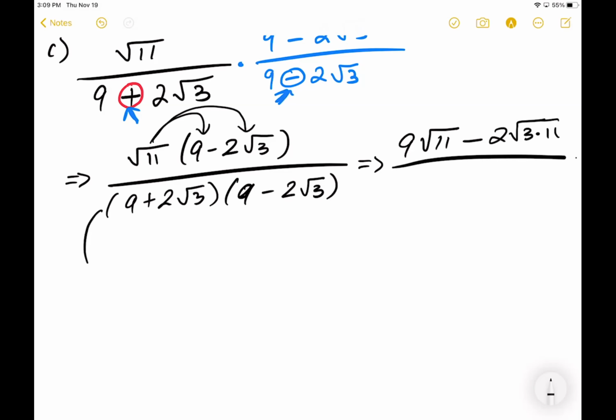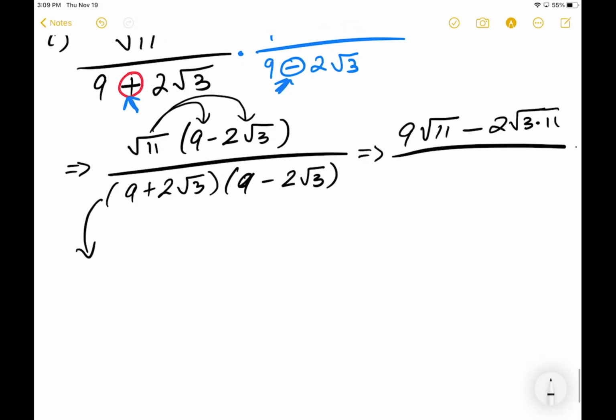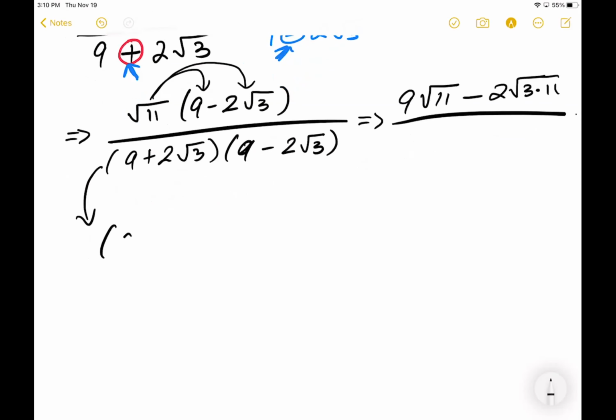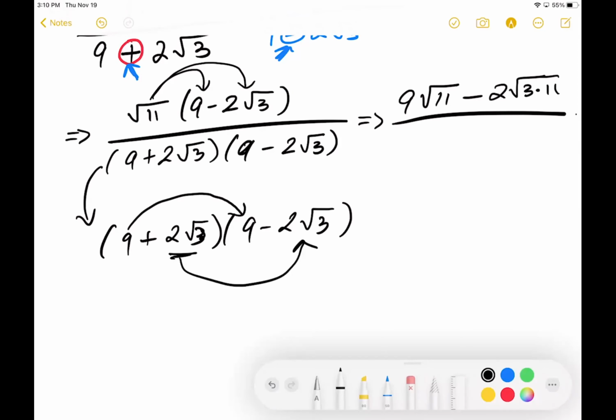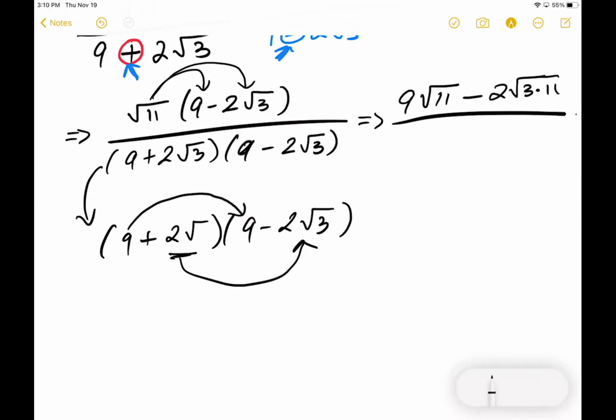Now, let's take a look at the denominator. If you look at this item here, we have 9 plus 2 square root of 3 times 9 minus 2 square root of 3. And if you remember what I said, we don't need to FOIL them out. All you need to do is take the first times the first, and the last times the last, and you should be good.